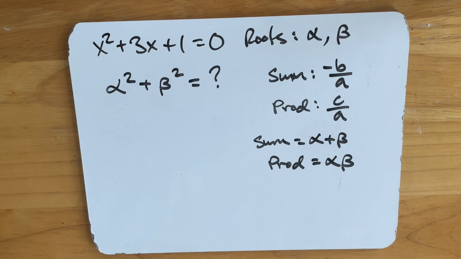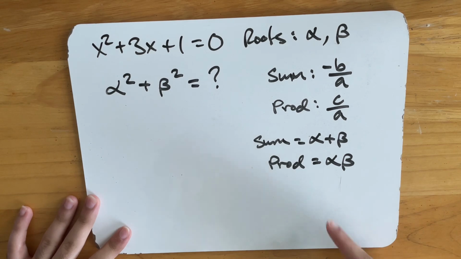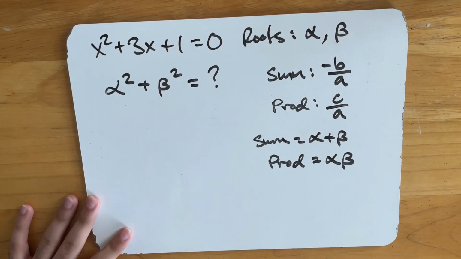Well, the idea is, if we could rewrite alpha squared plus beta squared in terms of alpha plus beta and alpha times beta, based on some operations of these, then we can just plug stuff in and find the value for alpha squared plus beta squared. That might not make much sense, but watch what I'm about to do.